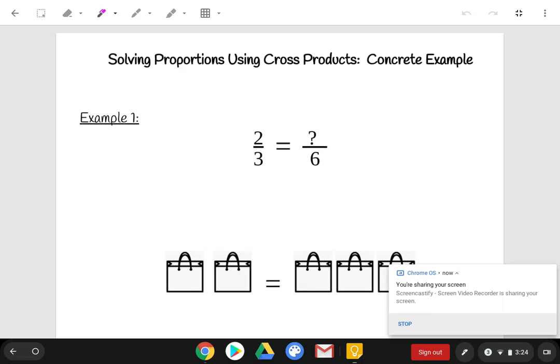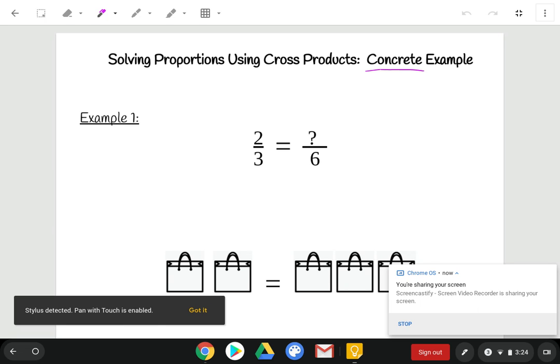Okay, so we're going to talk about solving proportions using cross products, and I'm going to give you a concrete example. The word concrete just means it's like a visual example, something that you can see. We all have different levels of understanding. This concrete example will be more for a novice person. You may already know this, and if you do, that's okay.